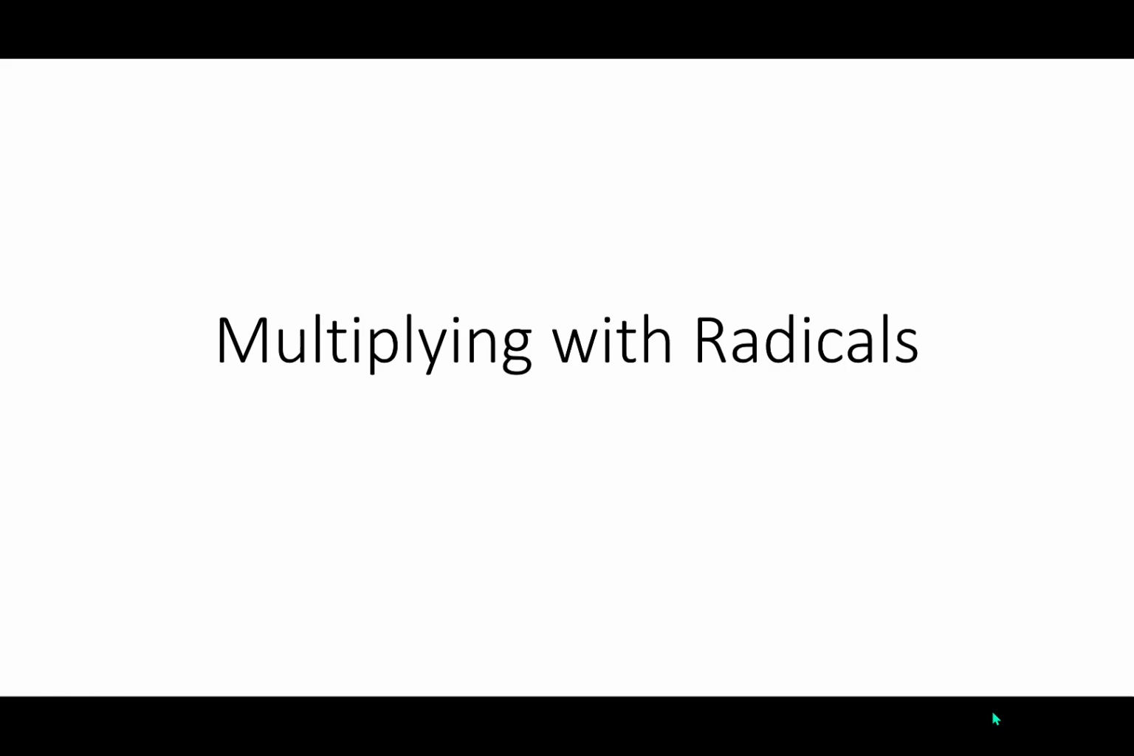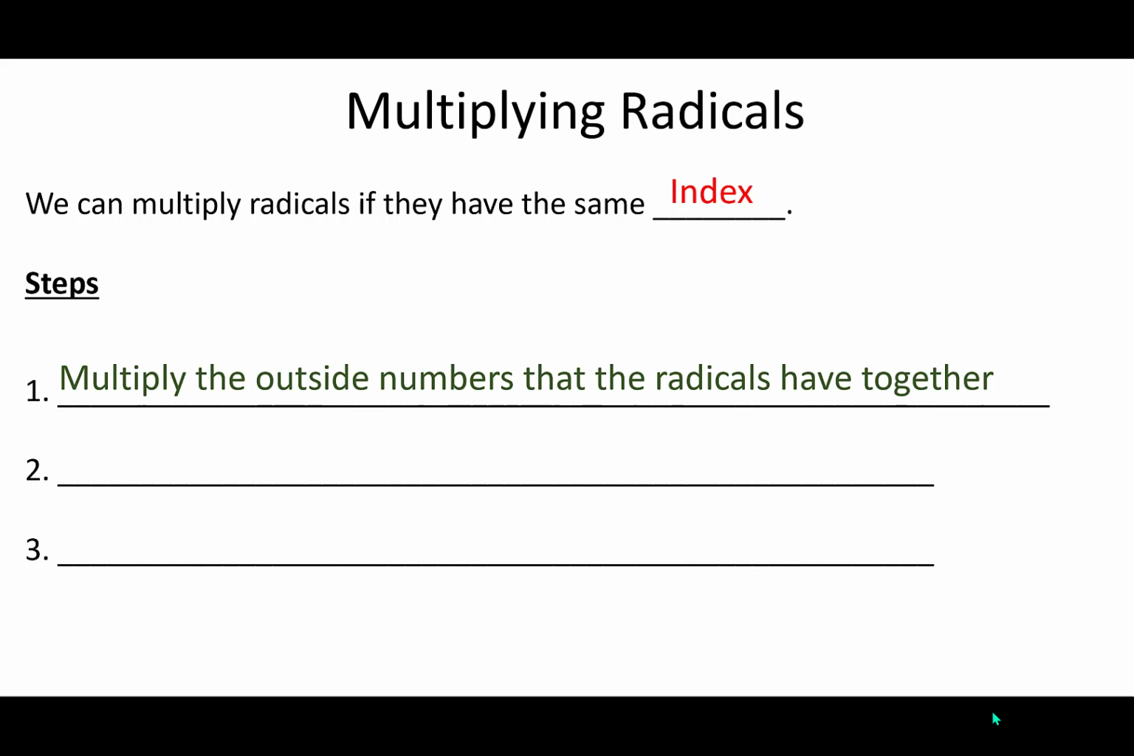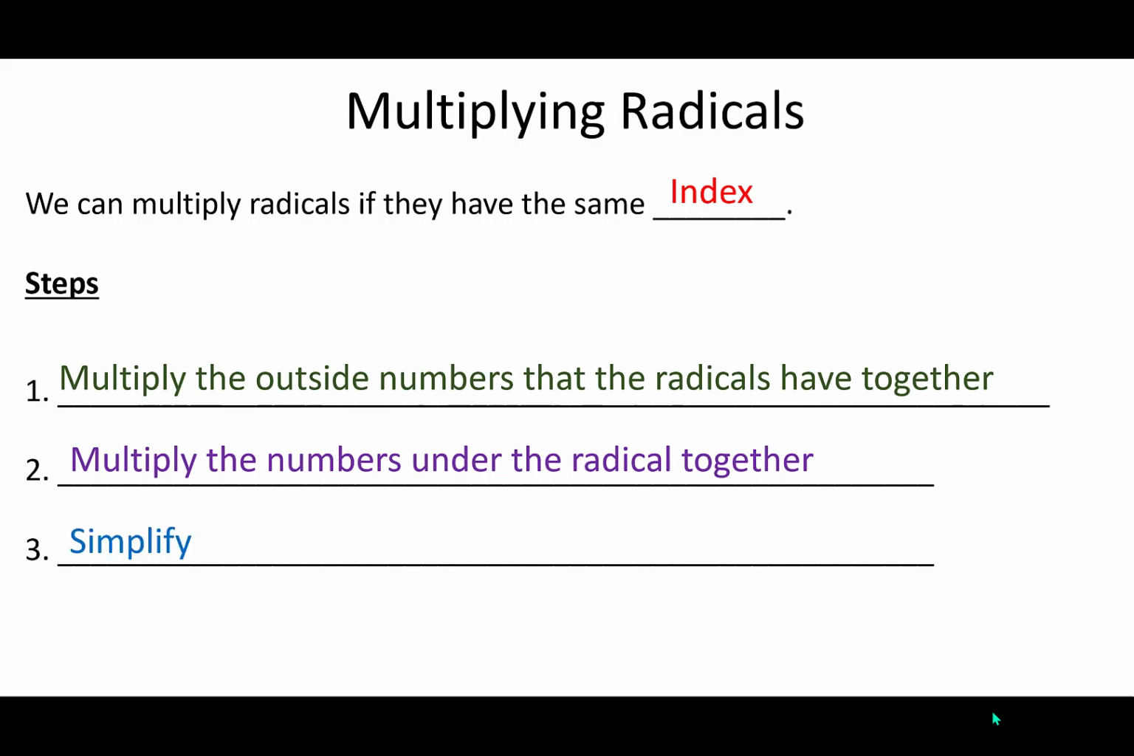All right, today we're going to talk about multiplying radicals. We can multiply radicals if they have the same index. I'm only going to be working with square roots, so I'm not going to worry as much about that. We multiply what's outside the radical first, so the coefficients, then we multiply the numbers under the radicals together, and then we simplify. Okay?